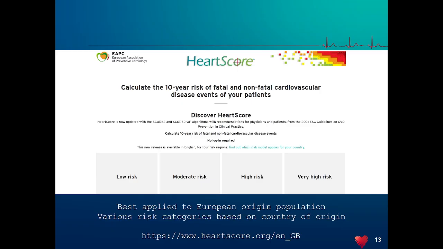And this one has an interesting way of classifying things in terms of low, moderate, high risk, and very high risk. And these risks are based on their country of origin, so this is not their comorbidities. So in this risk, what you do is you identify what country the patient is from, go to that risk category, and then put in all the other things. So we have a lot of, obviously, European settlers and population here, so it might be worth considering these kinds of calculators tailored to those populations.